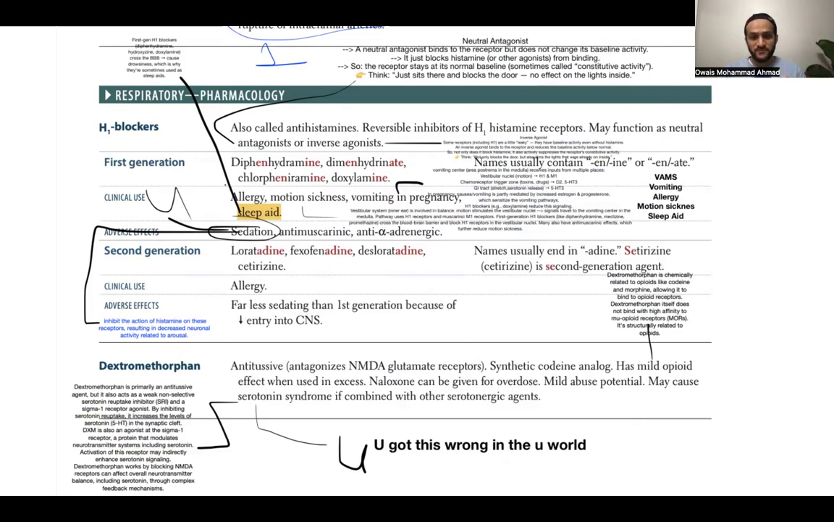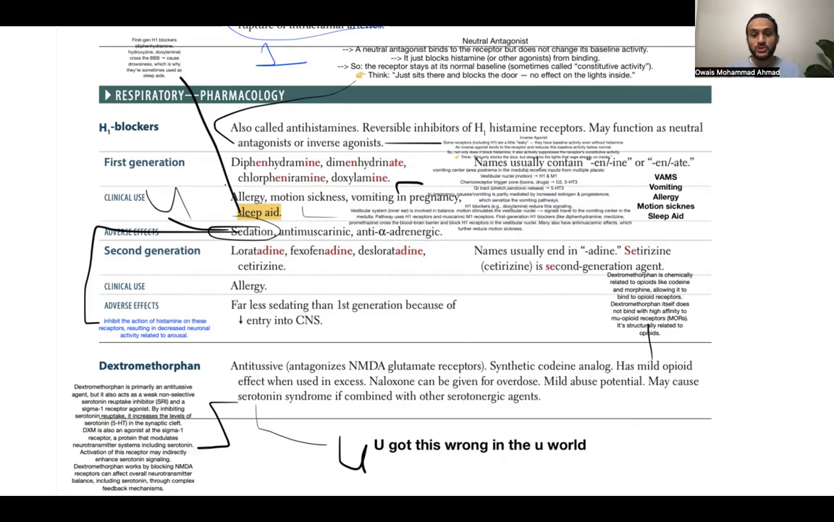Dextromethorphan is an antitussive. It antagonizes the NMDA glutamate receptor. It's a synthetic codeine analog and has mild opioid effects when used in excess. Naloxone or Narcan can be used in overdose. Because it is a codeine analog, it has potential for abuse.